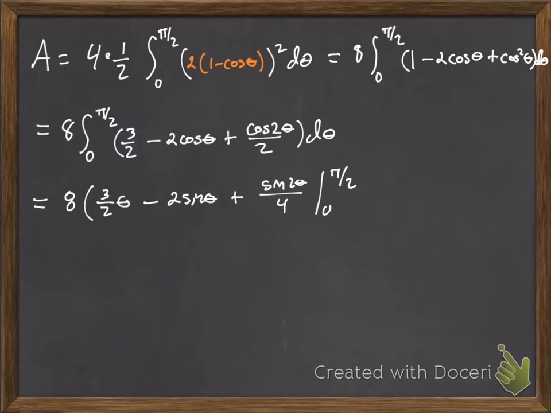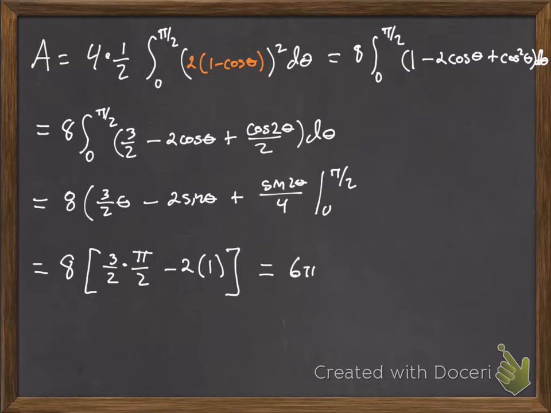Okay, so when I plug in 0 and pi over 2, I'm going to get 0 and pi respectively, so that's not going to contribute anything. When we plug in 0 into this and this, that's not going to contribute anything. So essentially all we're going to be doing is plugging in the pi over 2 into these two terms, and that's the only thing that's really going to contribute anything. So we're going to have 8 and then 3/2 times pi over 2 minus 2 times sine of pi over 2 is just 1. So we'll distribute the 8, and we get 6 pi minus 16.